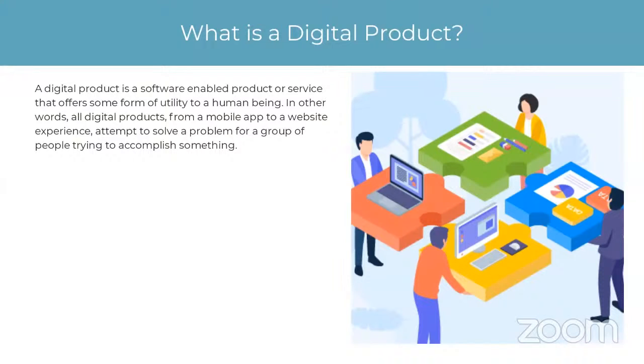According to the definition we have here, a digital product is a software-enabled product or service that offers some form of utility to human beings. So a digital product is software-driven, software-enabled. In other words, all digital products, from a mobile app to a website experience, attempt to solve a problem for a group of people trying to accomplish something.